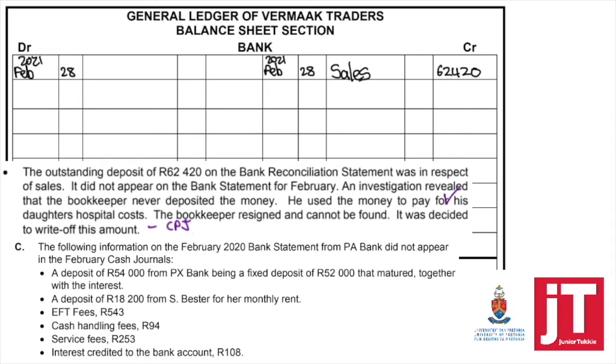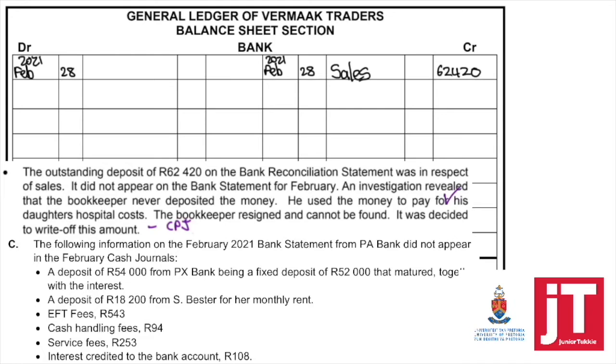Looking at information C, the following information on the February 2021 bank statement for PA Bank did not appear in the February cash journals. So if I look at a deposit of 54,000 from PX Bank being a fixed deposit of 52,000 that matured together with the interest.